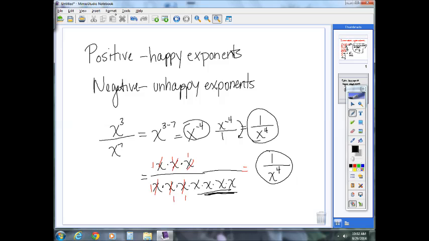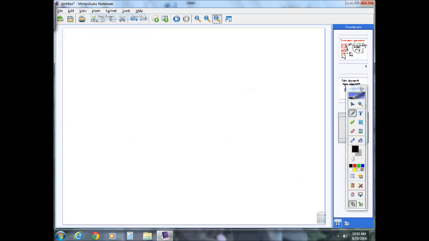All right, so let's do a couple more examples of positive and negative exponents, happy and sad exponents. So let me bring up another page, go over some more examples. Let's do 4 to the negative 3rd power. Notice this is a negative exponent. So therefore, it is sad. Why is it sad? Because the 4's really do not belong in the numerator.